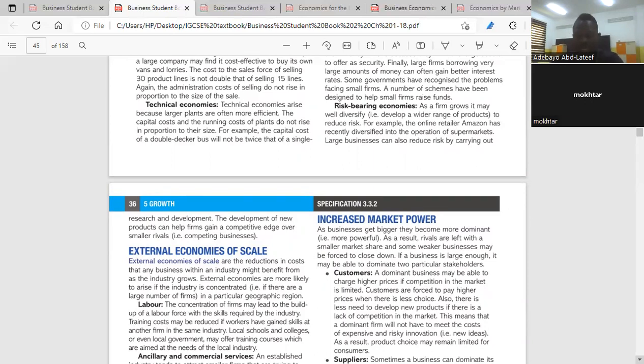So it means because you are a large firm, you are able to diversify, which means you are able to develop a wide range of products. You are able to increase your product portfolio. Is it clear? Yeah, it's clear. That is the internal economies of scale.